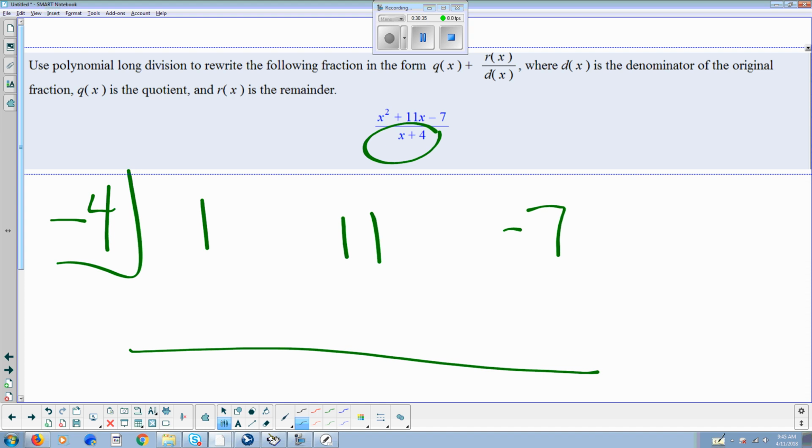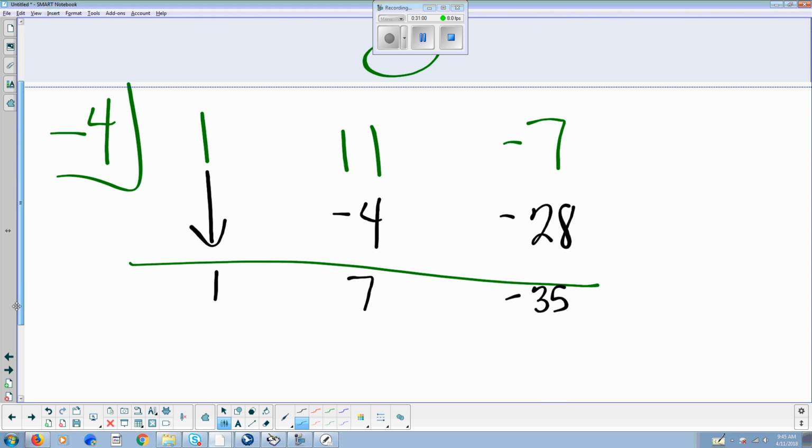Okay, begin by bringing down the 1. What happens now? Multiply. -4 times 1 is -4. Add down. Multiply. Add down. Okay, the last one is the remainder.